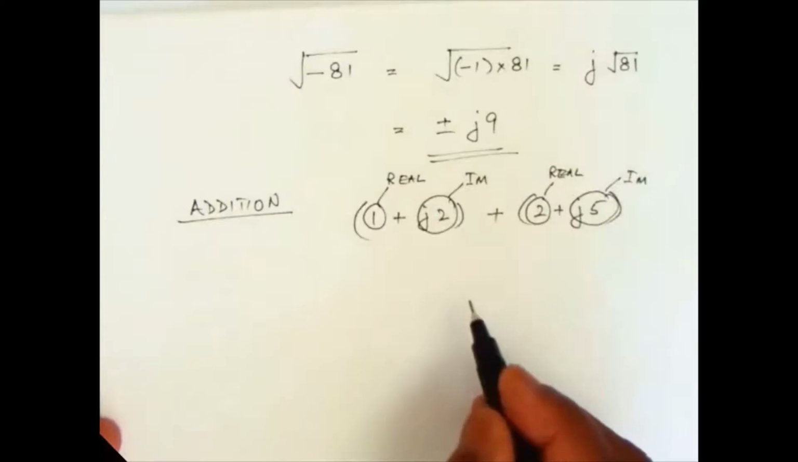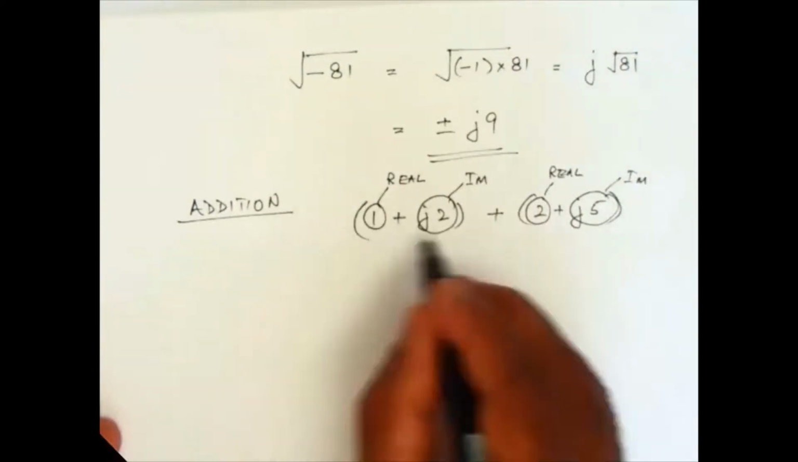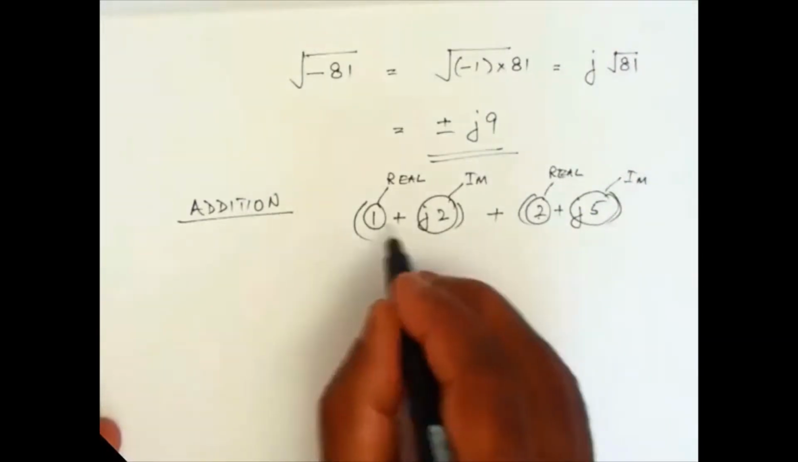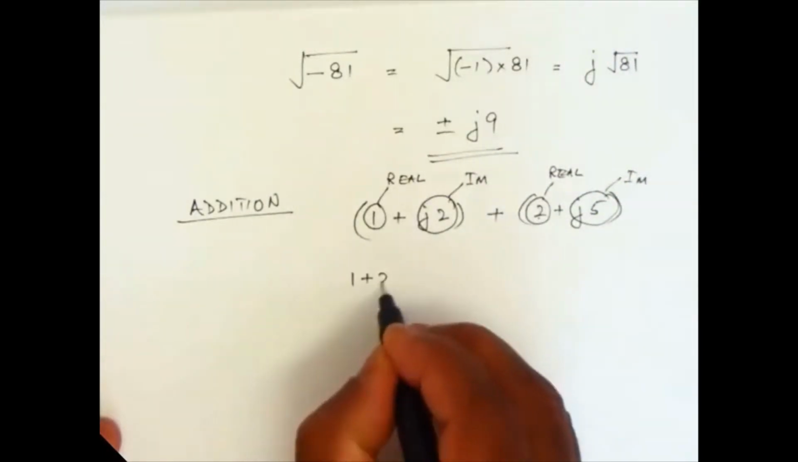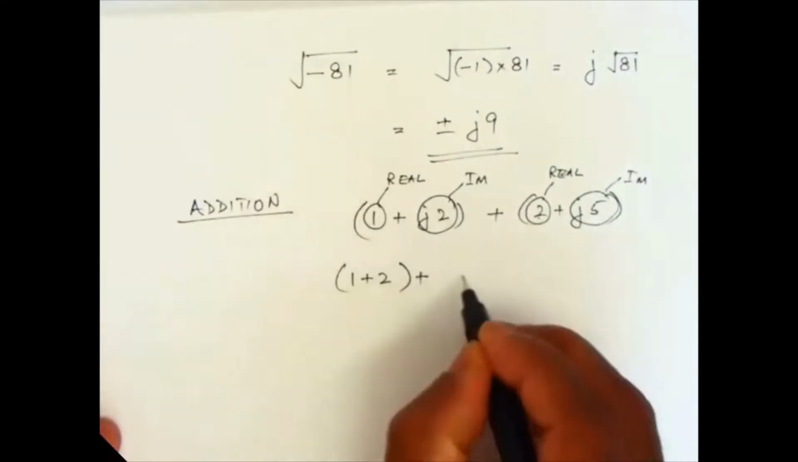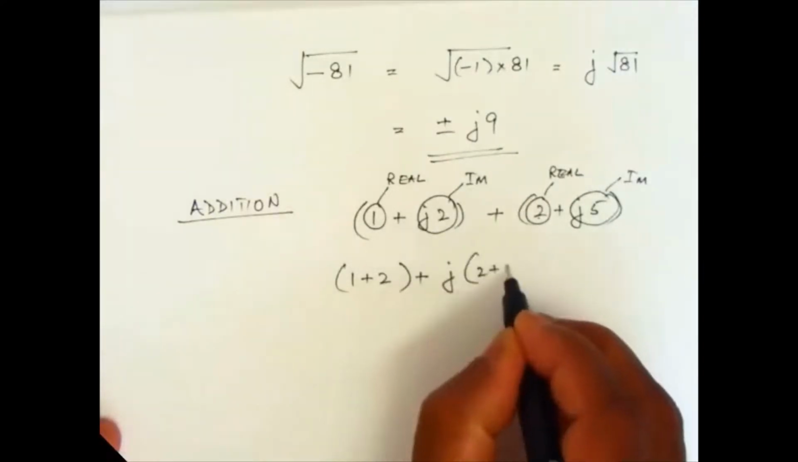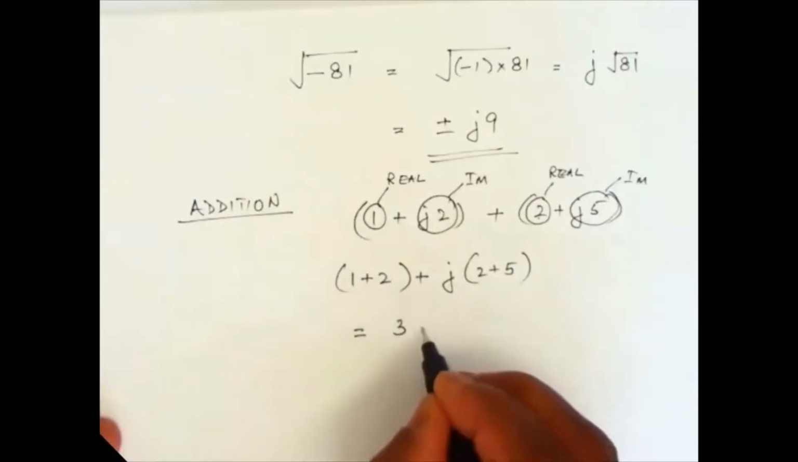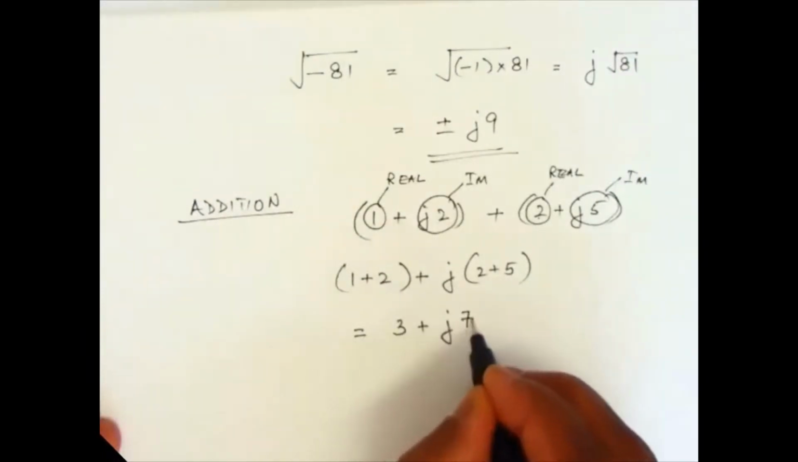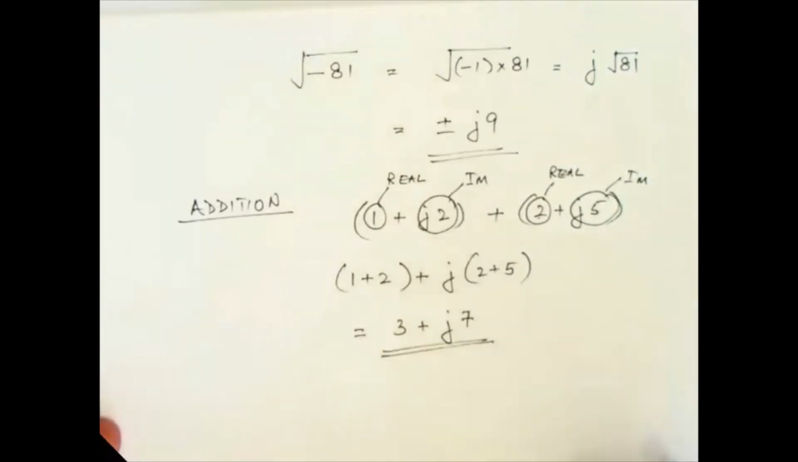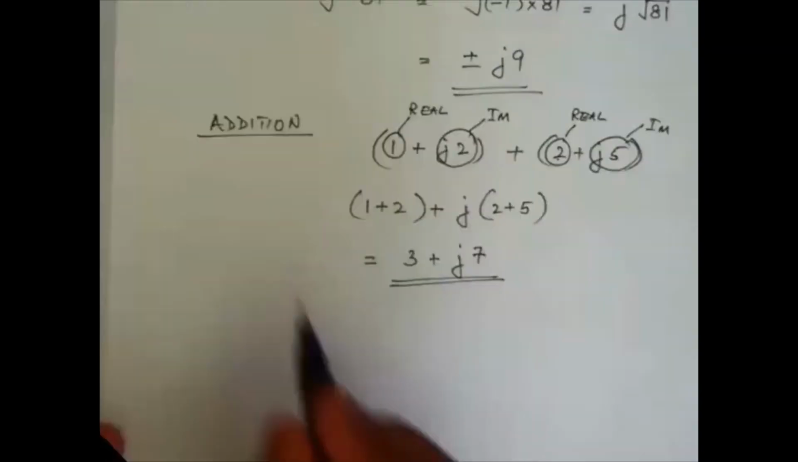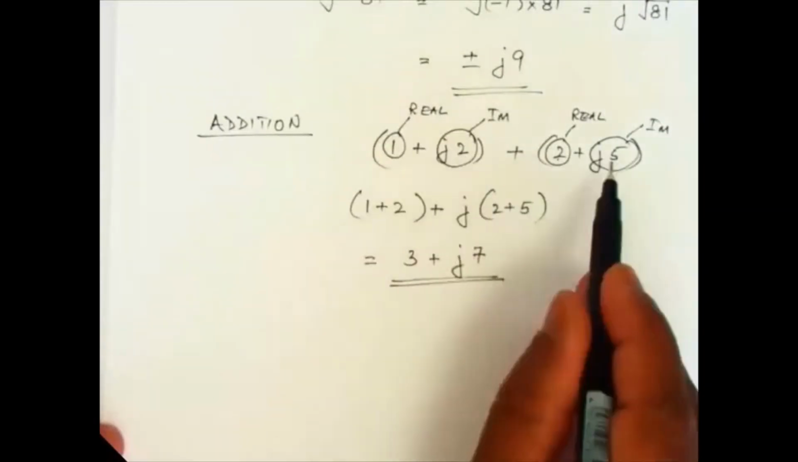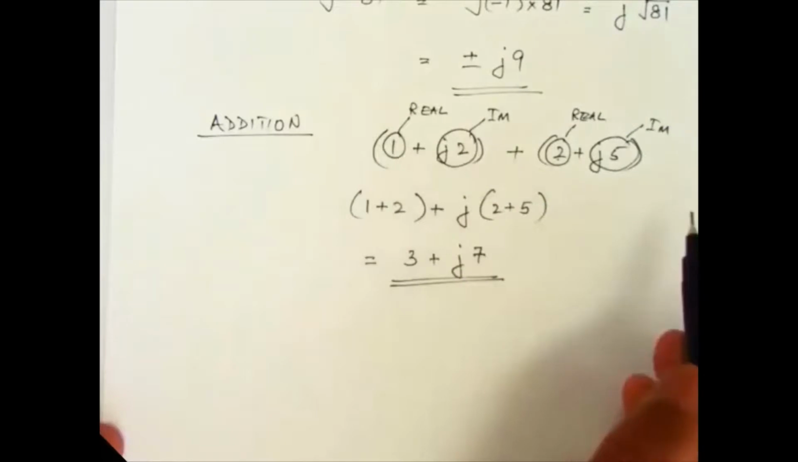So what we do when we want to add is add the two real parts together and the two imaginary parts together. So it's quite easy. 1 plus 2, plus j(2 plus 5). So your answer will be 3 plus j7. So the rule in addition is you always add the real parts together and the imaginary parts together. You can't mix them up.